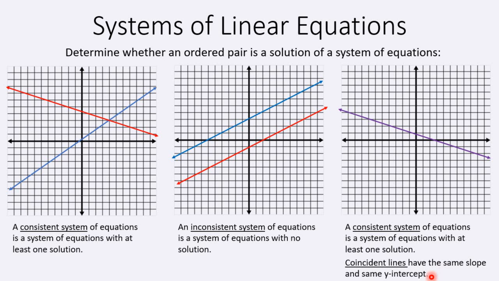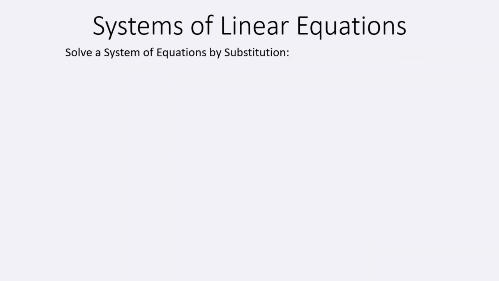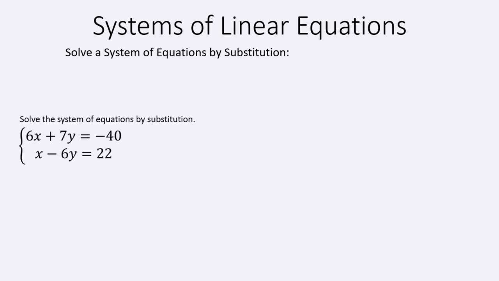So we found one way of solving a system of linear equations, which was to graph both linear equations on the same rectangular coordinate system. Now let's take a look at two other ways. First, we'll look at substitution. To solve a system of equations by substitution, we're going to follow a certain algorithm. There's a procedure here. So here's a system of equations.